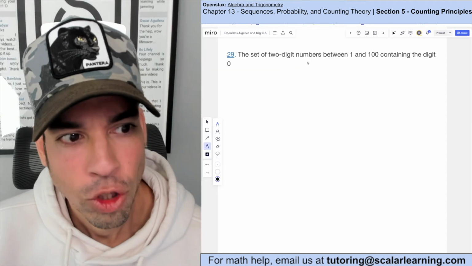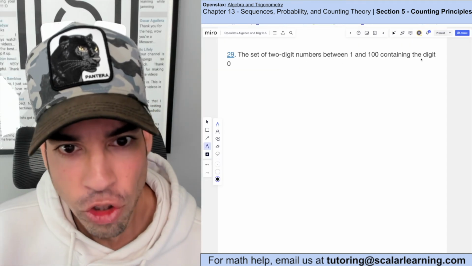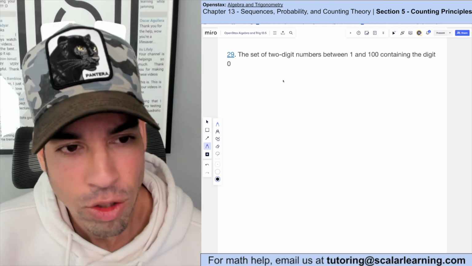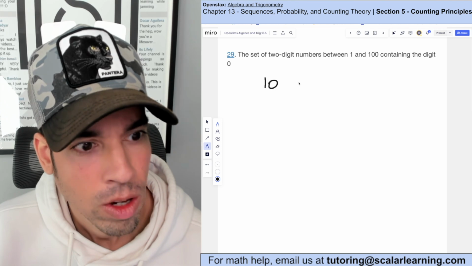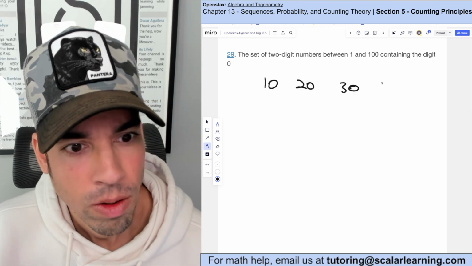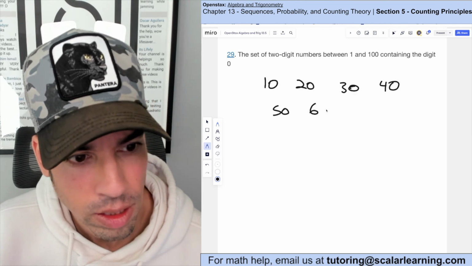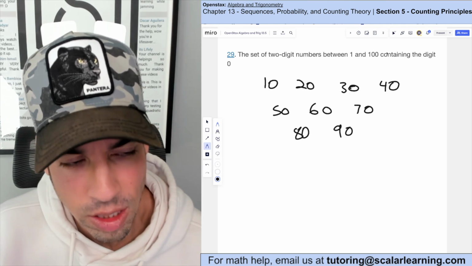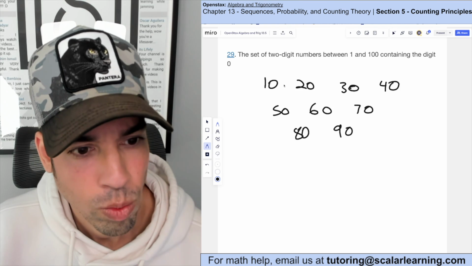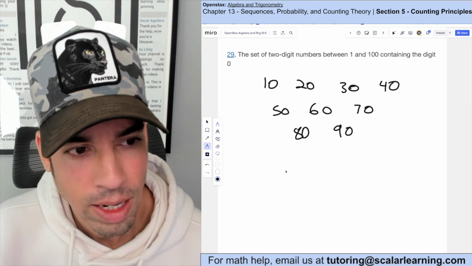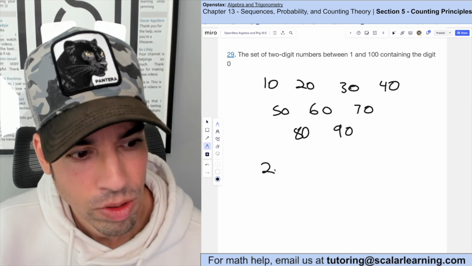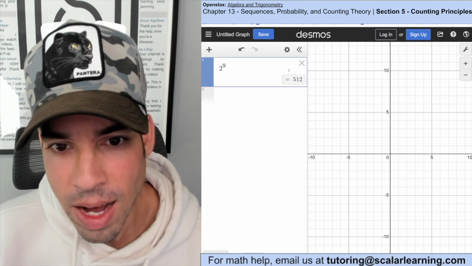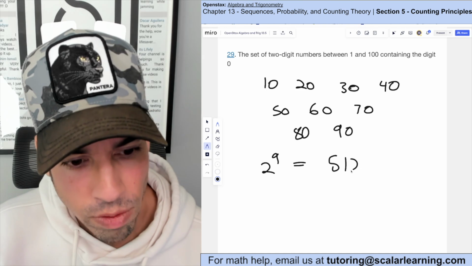Done. The set of 2-digit numbers between 1 and 100 containing the digit 0. Okay, so what we're going to have there is, let's write out that set. We're going to have 10, 20, 30, 40, 50, 60, 70, 80, and 90, right? So these are all the 2 digits containing 0. Now, so that's 1, 2, 3, 4, 5, 6, 7, 8, 9. So to get the number of subsets, it's going to be 2 to the 9th power because there's 9 terms, and that is 512. So 512 is the answer.